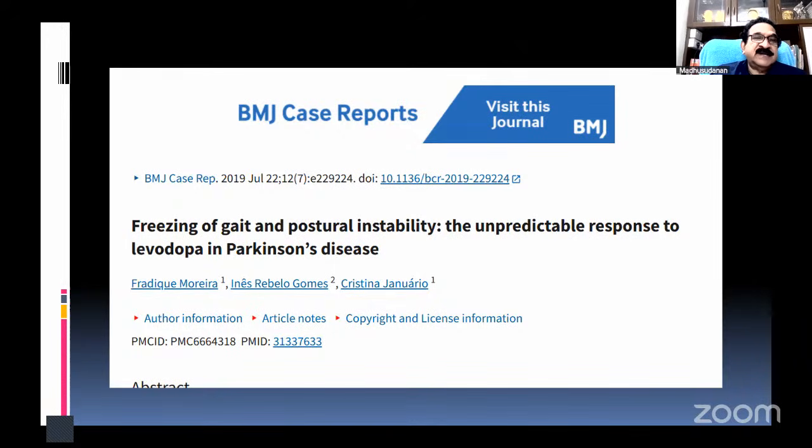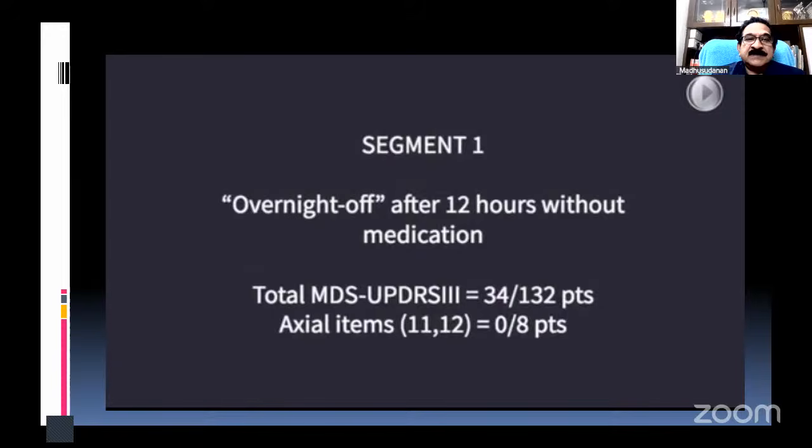Then I started searching the literature. I found these two articles. Freezing, gait and posture instability, unpredictable response to levodopa in Parkinson's disease. And this is the video you should see, from this particular article. This is without medication, after 12 hours without medication, overnight off. I will show you the video of this patient.